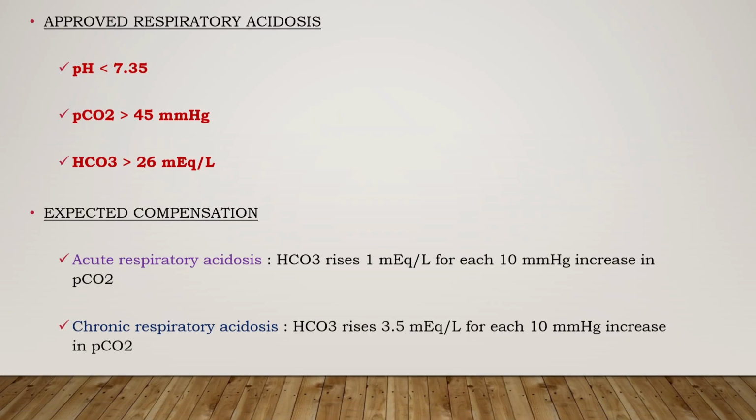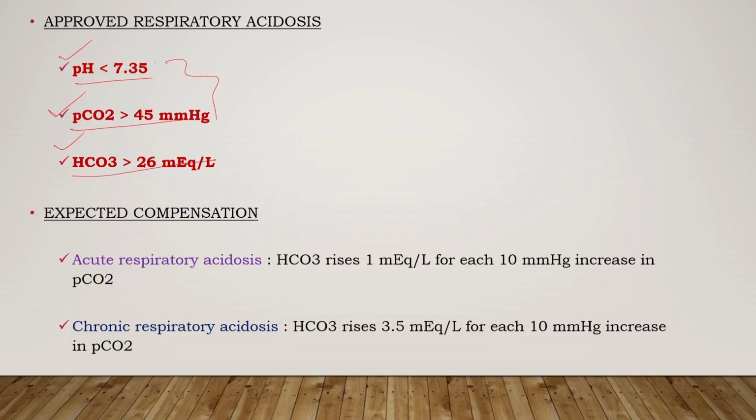Respiratory acidosis. Let's use a concept here: pH and PCO2 go in the opposite direction. pH is less than 7.35, PCO2 will be more than 45. That is respiratory acidosis, as opposed to metabolic acidosis. So PCO2 and pH go in the opposite direction. As a compensation, bicarbonate also increases.